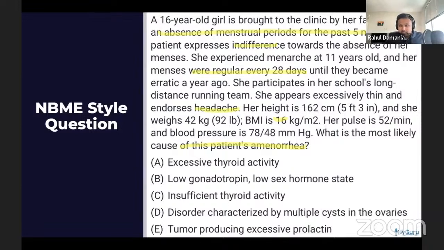A, too much thyroid hormone; B, a low gonadotropic, low sex hormone state; C, insufficient thyroid activity; D, a disorder characterized by multiple cysts in the ovaries; or E, a tumor producing excessive prolactin. What do you think is the best answer here?